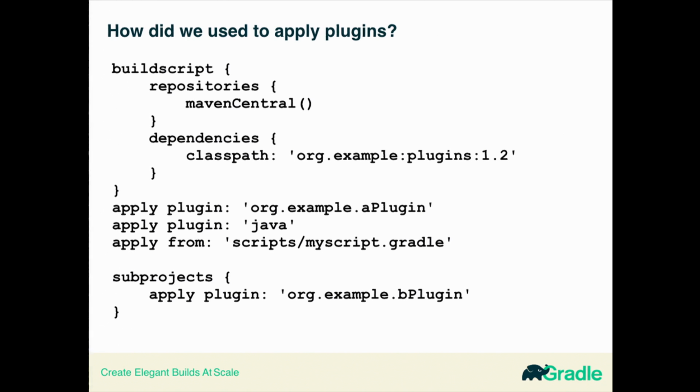And then there's the subprojects block, which will go to all of the subprojects and apply the B plugin. Plus, this is also where you would put any cross configuration. So if you want to reach into some subproject and say, now that I've applied that plugin, I also want to set some variable or something in an extension, that's the spot to do it for all of your subprojects. Now, I'm showing you this syntax to point out a couple of things. One is just that it's kind of large, and that there's a bit of ceremony involved in it.